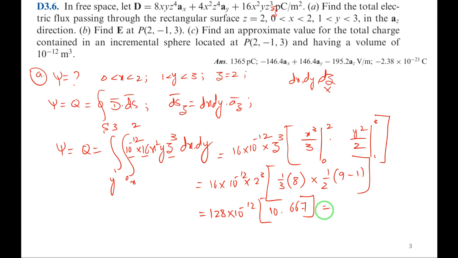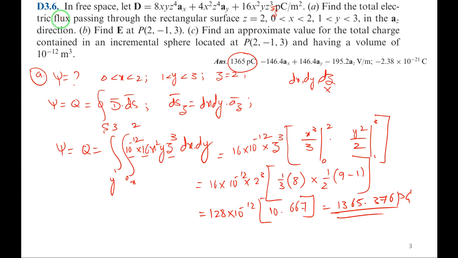So just multiply this with 128. So 128 into 10.667. So I'm getting it as 1365 pico, 1365.376 picocoulombs. Is it right? Okay, fine. Picocoulombs. Just you can verify. It is 1365 picocoulombs, right? Okay. We'll move to part B.